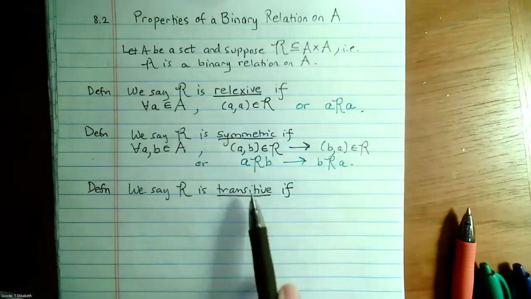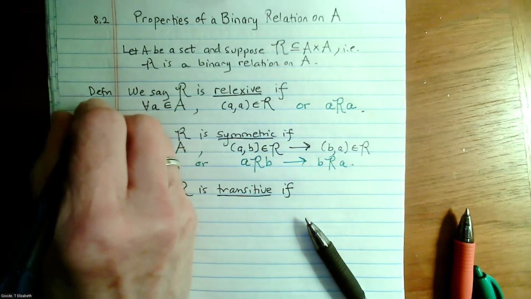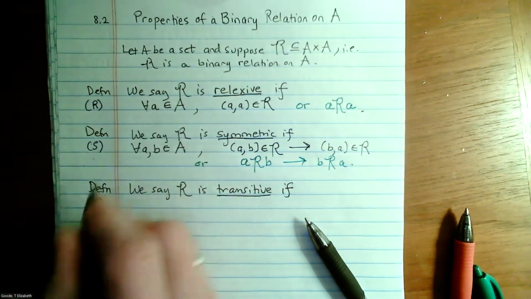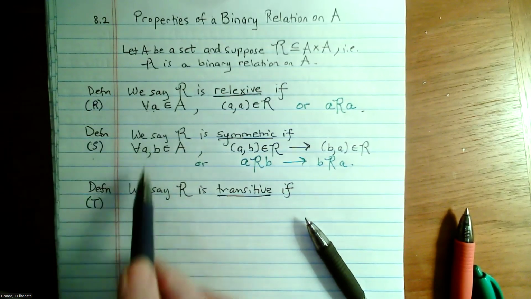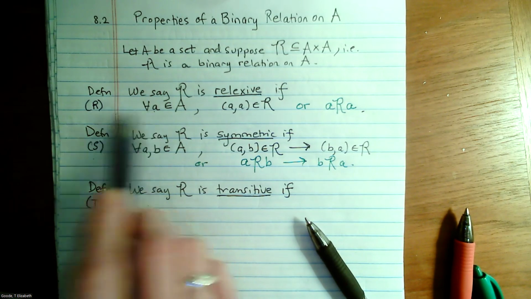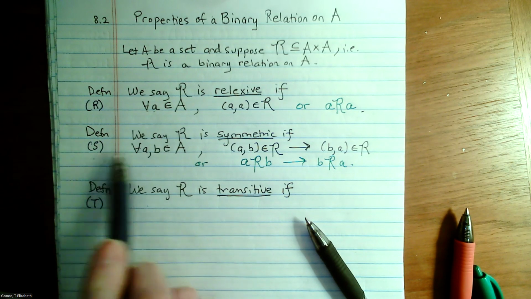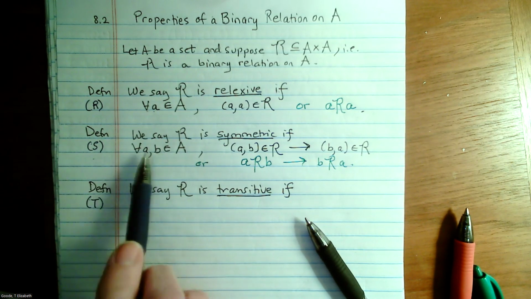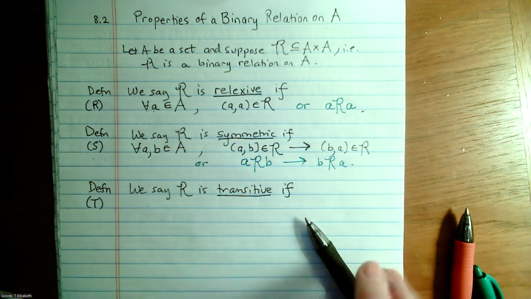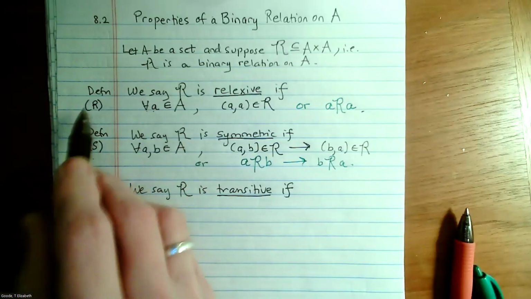Reflexive, symmetric, transitive, RST. So we might abbreviate these R, not curly R, just R, S, and T. RST 1, 2, 3. Why am I saying 1, 2, 3? The definition of reflexivity requires one element of A. The definition of symmetry requires two elements of set A. The definition of transitivity is going to require three elements of A. So 1, 2, 3, RST.